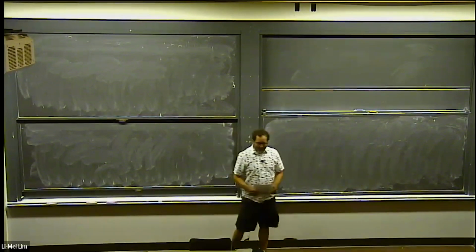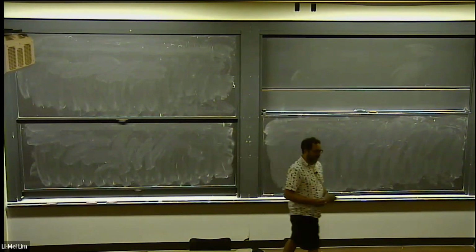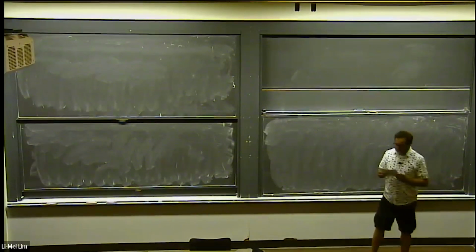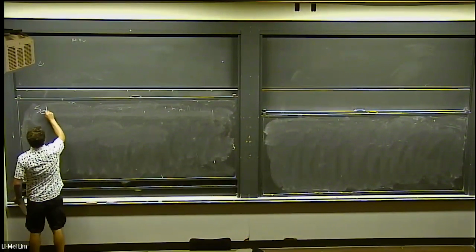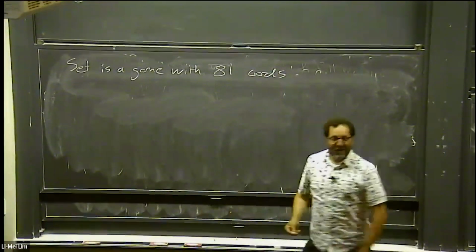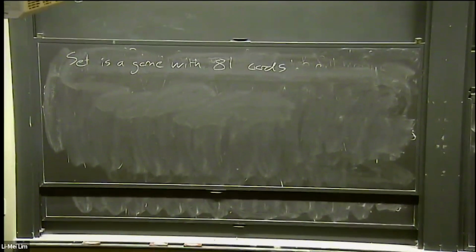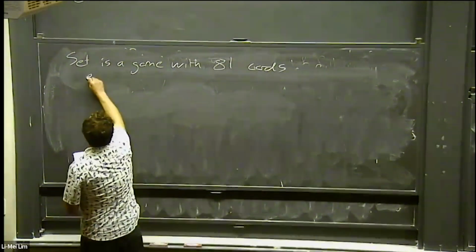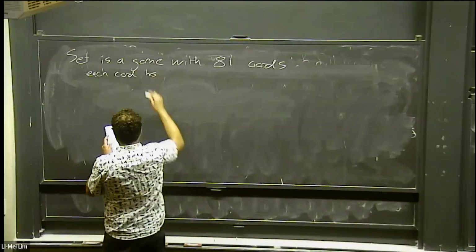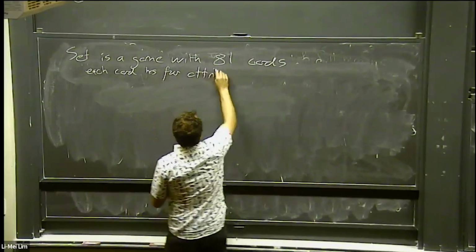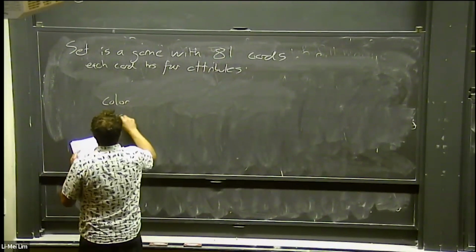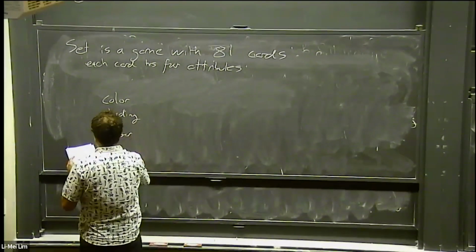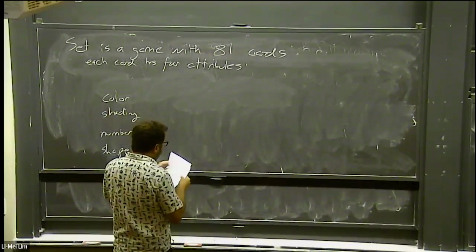So let me remind you, for the people who didn't raise their hand, which was a minority, but a substantial one, how this game works. Set is a game with 81 cards, a number of serious number theoretic import, and you'll see why in a moment. Each card has four of what I will call attributes. It has a color, a shading, a number, and a shape.